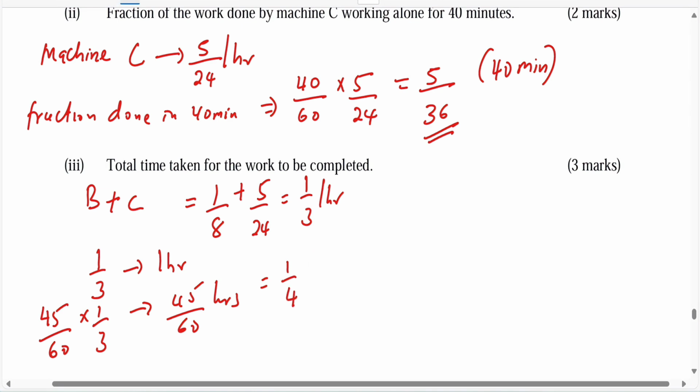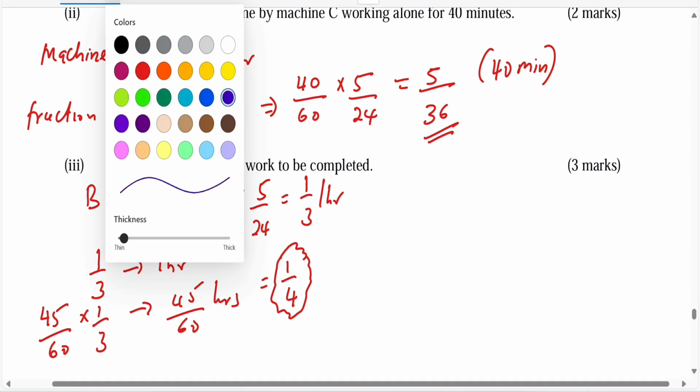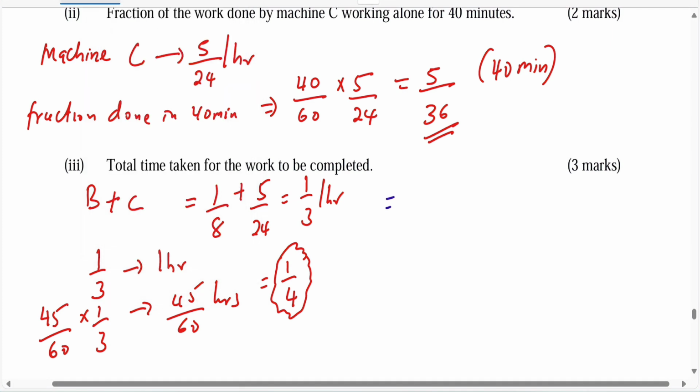So they accomplished a quarter of the work. Now what we need to find out here is very easy. Now that's why I'm using another pen. Let me just use this. So kazi yote ilikuwa ni ngapi? Right? Kazi yote ilikuwa ni ngapi?